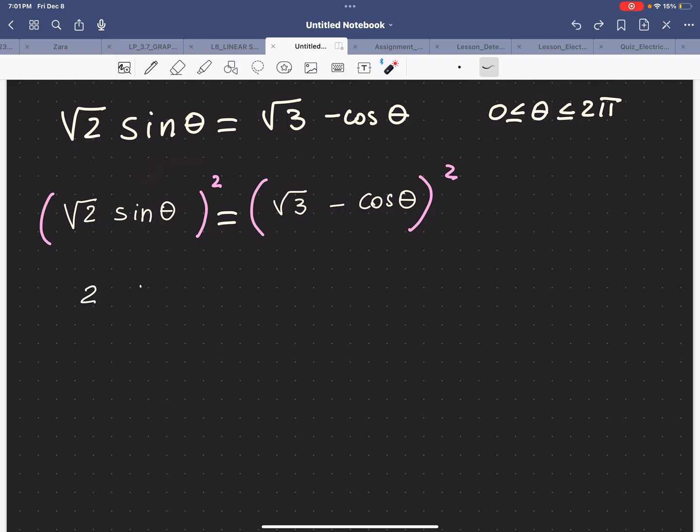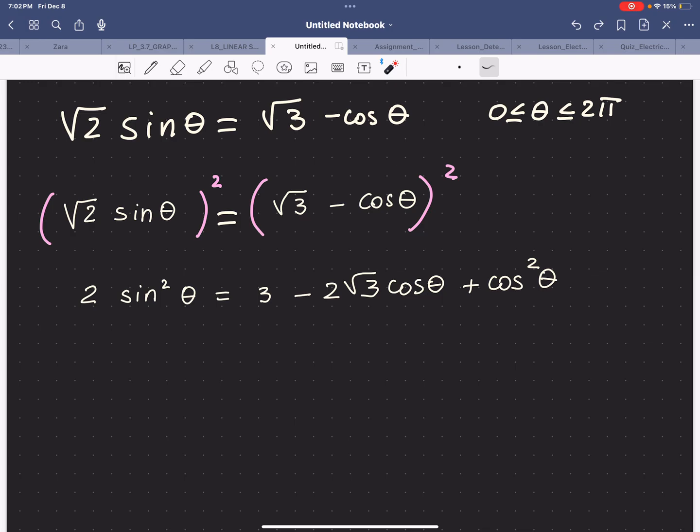So root of 2 to the power of 2 would give just 2. And sine theta to the power of 2 would be sine squared theta. And that would equal root of 3 to the power of 2. Remember, this is the a minus b squared expansion. So that would be a squared, so root 3 squared or 3. And then minus twice ab plus b squared. Now remember, this is our a, this is our b. So 2 root 3 cos theta. And lastly, we have plus b squared or plus cosine squared theta.